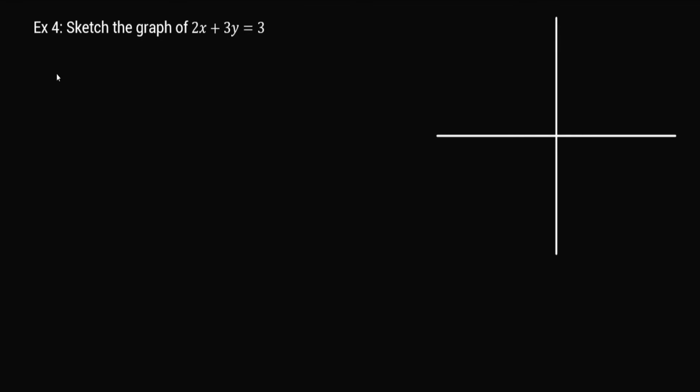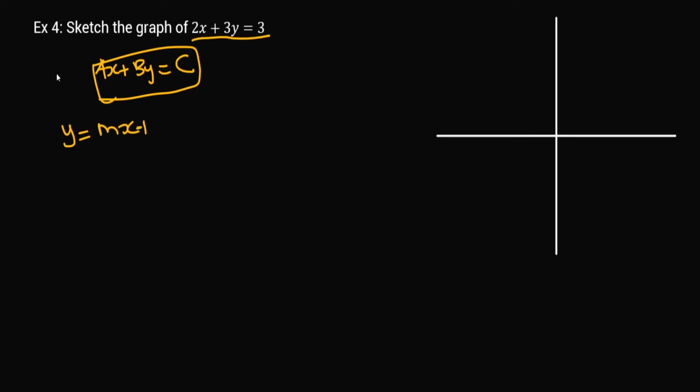Example number 4. Sketch the graph of 2x plus 3y is equal to 3. Here you can already see that this is in the general form, which is ax plus by equal to c. And this we can change to be y equal to mx plus c. So you can take your points or you can calculate from here. But for the purpose of this lesson, we're going to calculate from here. But for yourself, you can change it.